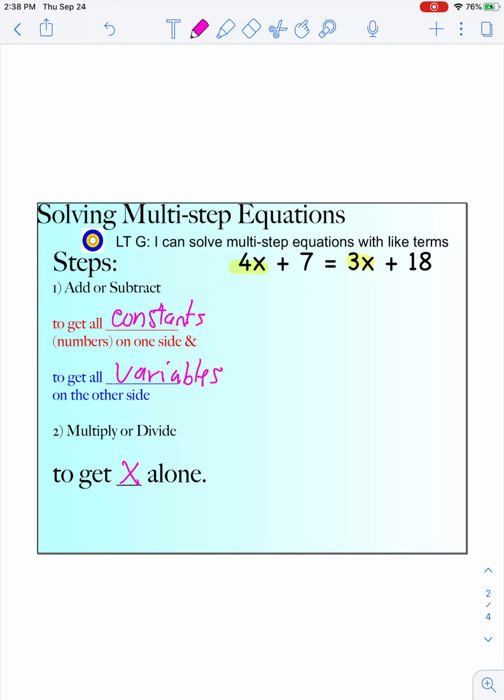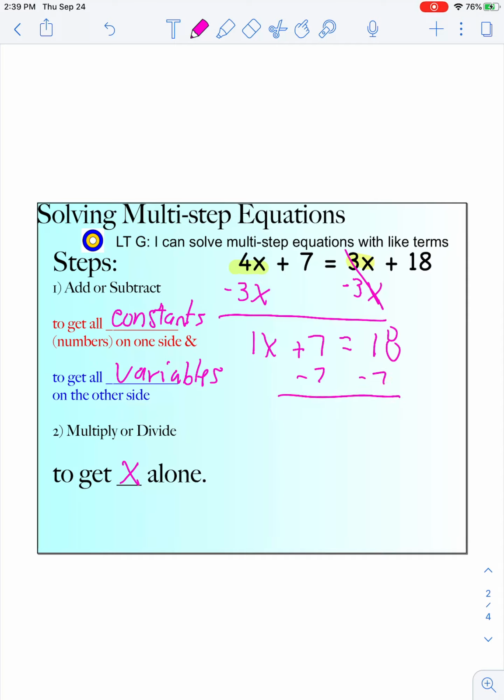So you can either subtract 4x from each side or 3x. If you want to keep your numbers positive, subtract the smaller value or add it, depending. So now 3x minus 3x gives me no x's over there, and it gives me 1x, or just x here, plus 7 equals 18. And then I need to subtract 7, so I get all of my numbers on the side together. So now I get x equals 11, and that is my answer.